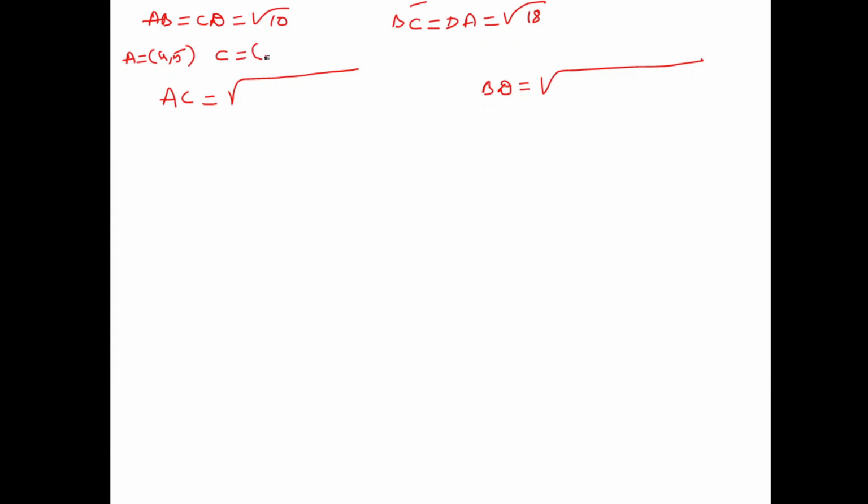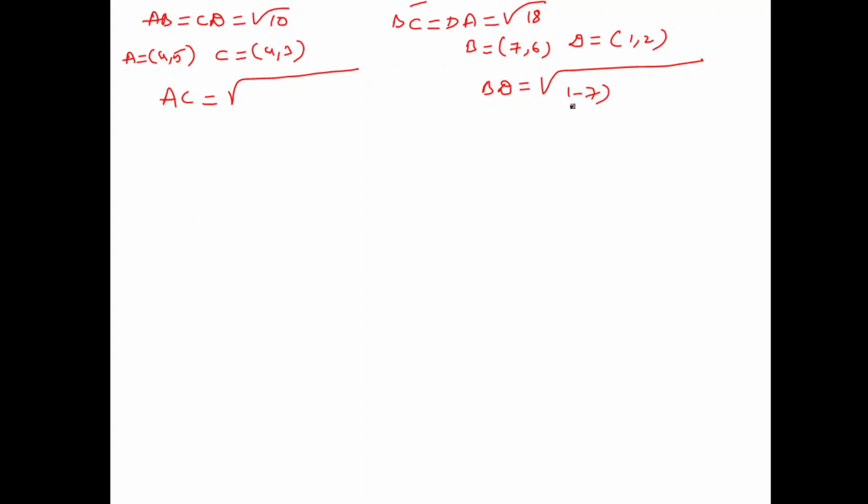C is your 4 comma 3. Here B value is 7 comma 6. Here it is 7 comma 6, and D value is 1 comma 2. 1 comma 2. Let me remove this one over here.